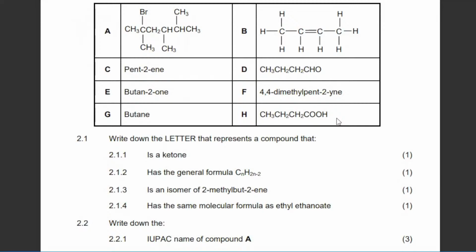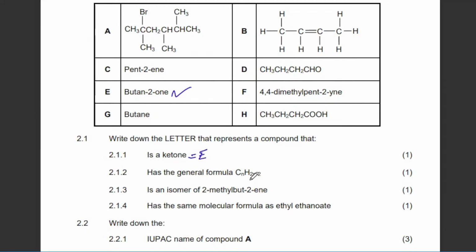2.1. Which one is a ketone? Which one is a ketone? See, if you had classified them, you'd have known them very fast. So ketone, no. No, alkene, no, aldehydes. Ketone is here. So the answer is going to be E.